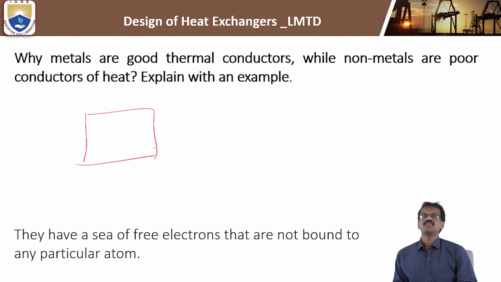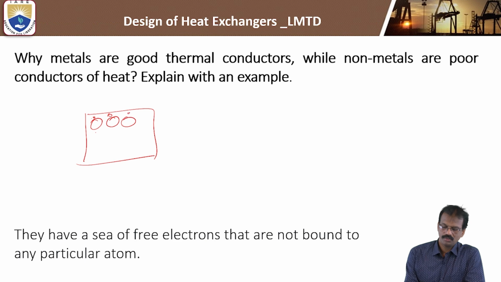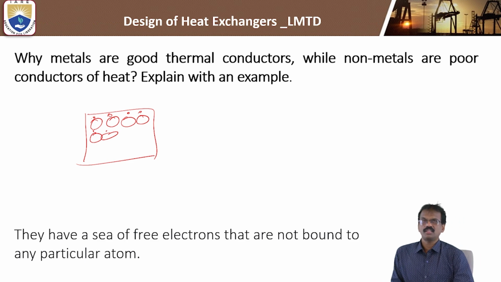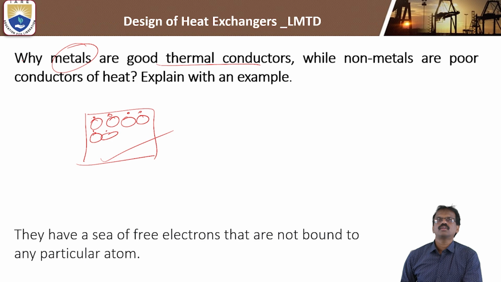metals have an ocean of free electrons. These are the atoms, and the free electrons are here. These free electrons move from one place to another. These free electrons carry the heat from one particle to another, so it occurs in metals. Because metals have free electrons, those free electrons carry the heat energy from one particle to another, one region to another region.